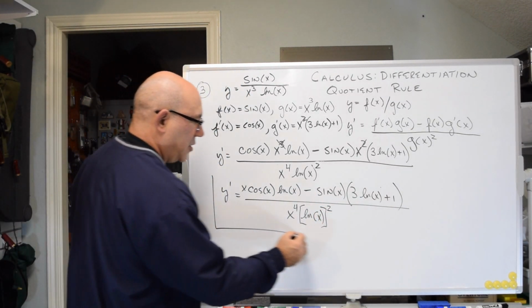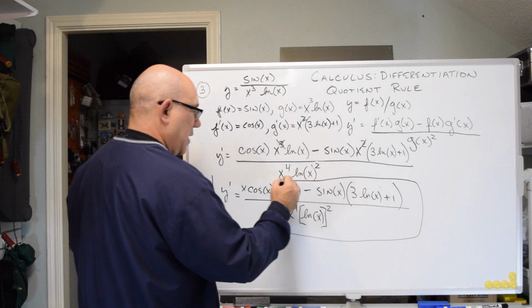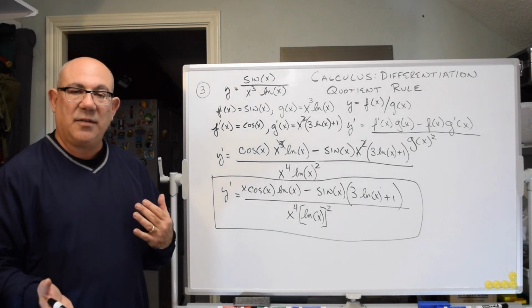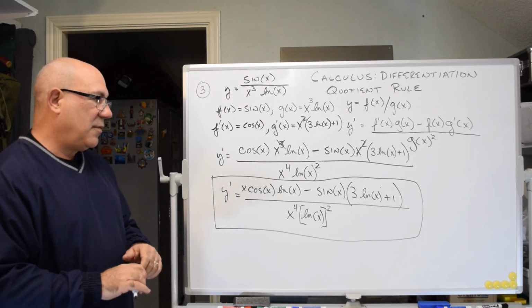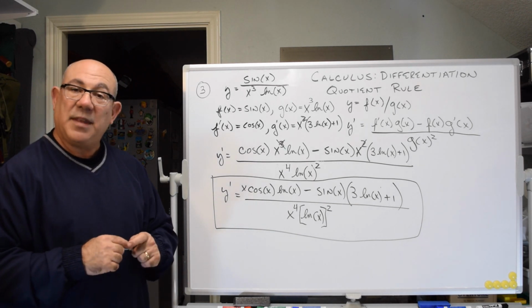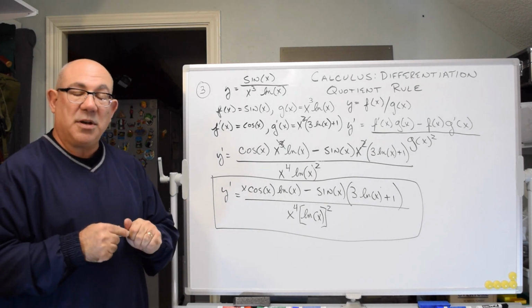And so this one was pretty complicated because we had the product rule nested inside the quotient rule, and sometimes derivatives can be pretty messy, and this is a pretty messy function here, but that is the answer.